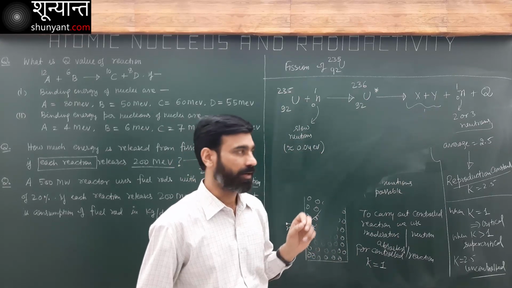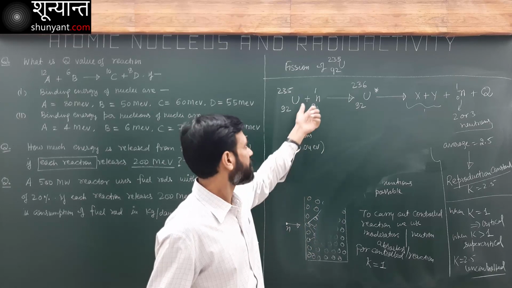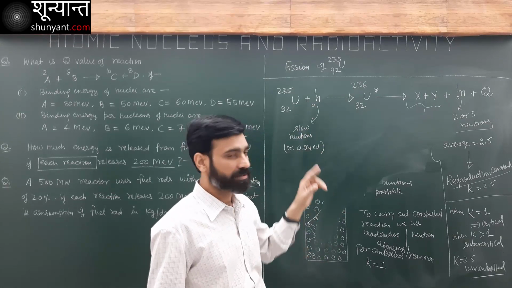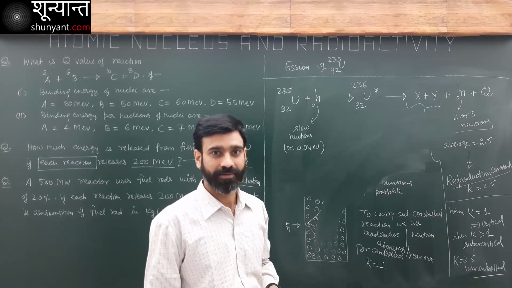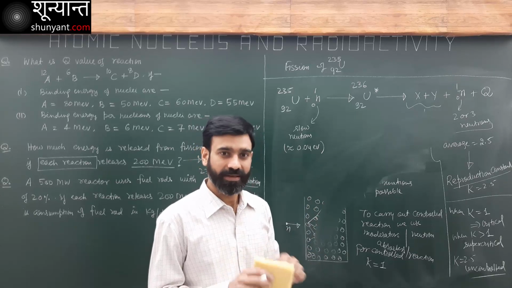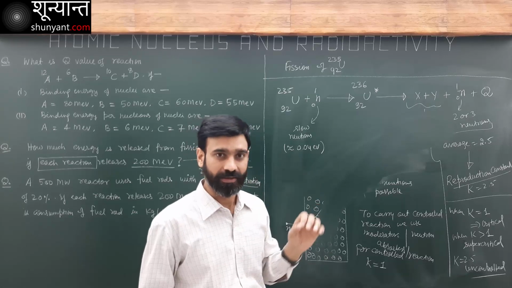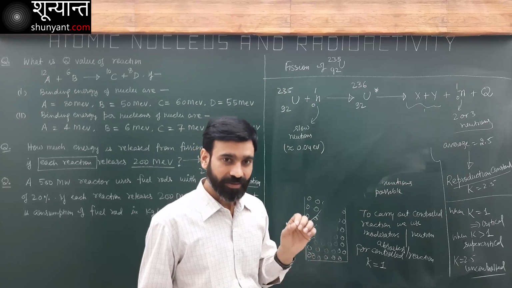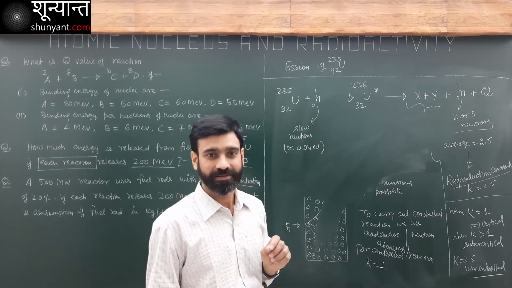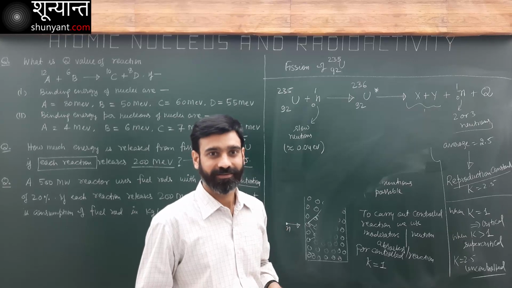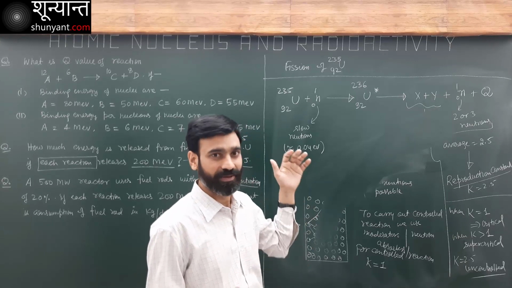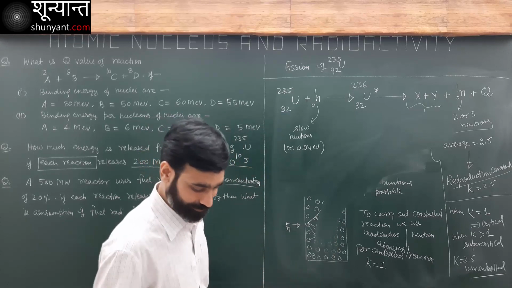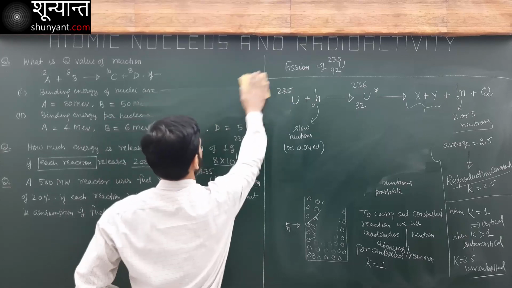Now, here we are bombarding it with a neutron. In many cases, this process happens naturally. There are many examples in which this happens naturally, without any external influence. That natural fission is also known as radioactivity. Radioactivity is the second part of this chapter. So now we are going to start radioactivity. Let's start.